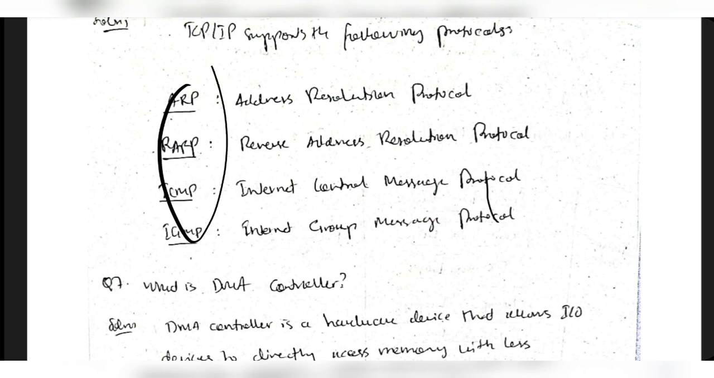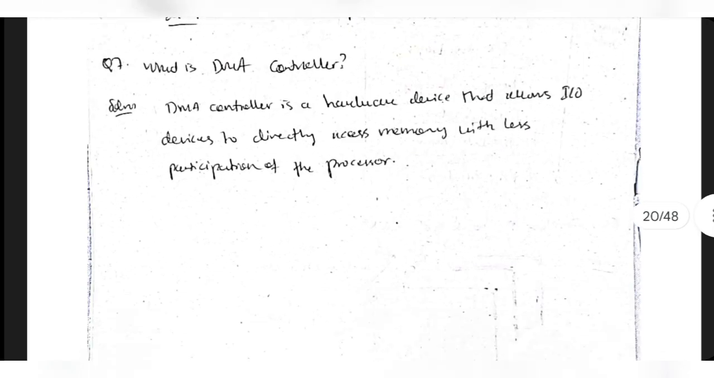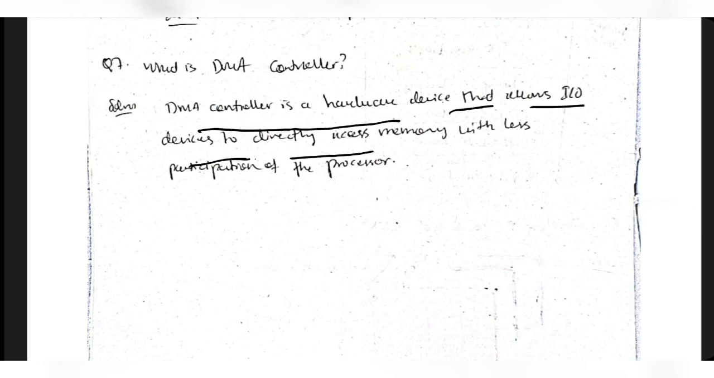And moving on, we have, what is a DMA controller? A DMA controller is a hardware device that allows input-output devices to directly access the memory. So it's basically a hardware that controls the input-output operations.